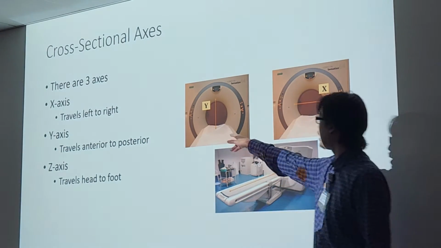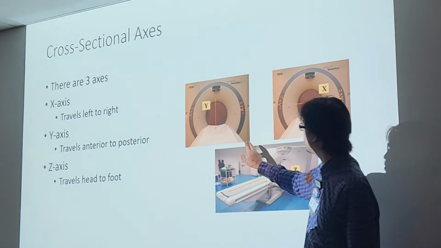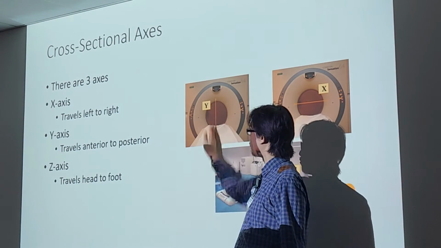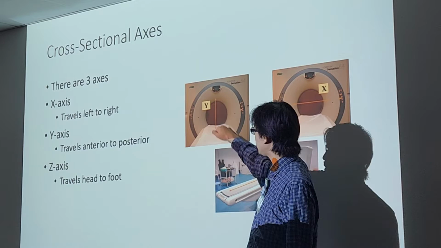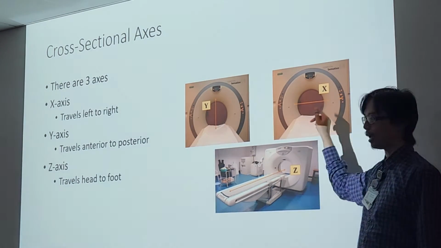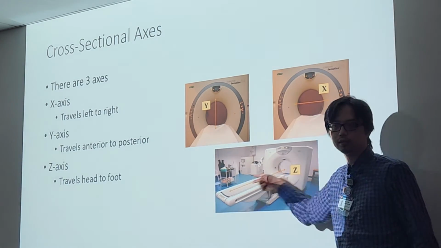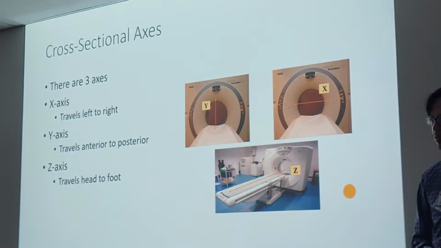Right? So if the patient is laying on this bed here, right? If they're just laying down supine on this bed, the y-axis, front to back, right? From their back to the front. X-axis from the patient's left to right. And then z-axis, right? Their head goes in, their feet are out, right? Head to feet. So X, Y, and Z.